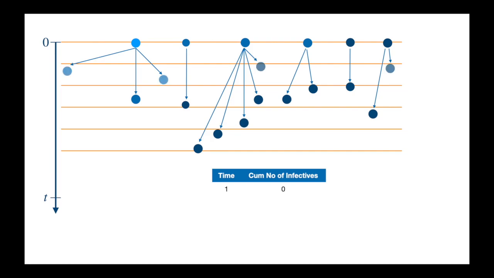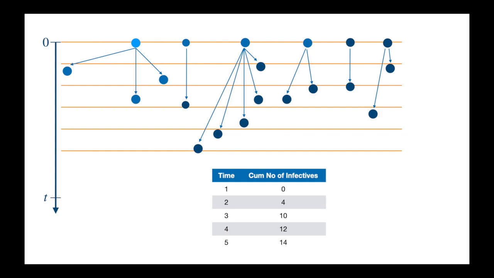And then on day 2, they infect 4 people. Then on the third day, they infect another 6 people. So the cumulative number of infectives caused by the cohort of 6 infectives becomes 10. On the 4th day, they infect a further 2 people, increasing the cumulative sum by 2. And then they infect another 2 on the final day of their infectivity. So in total, there are 14 infectives produced by the 6 infectives over the course of their infectivity.